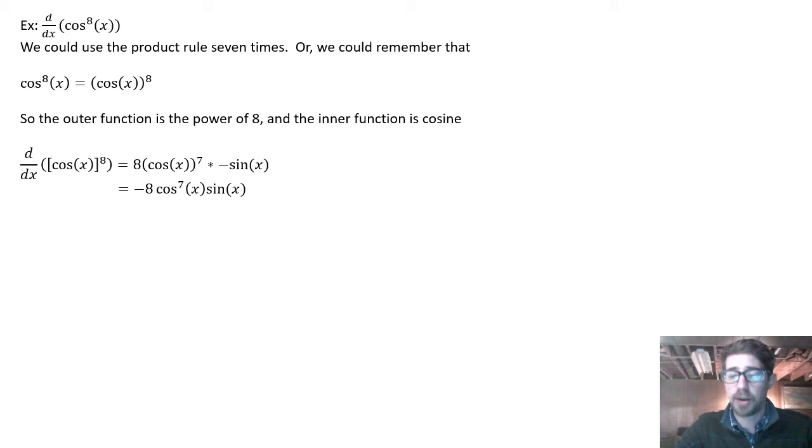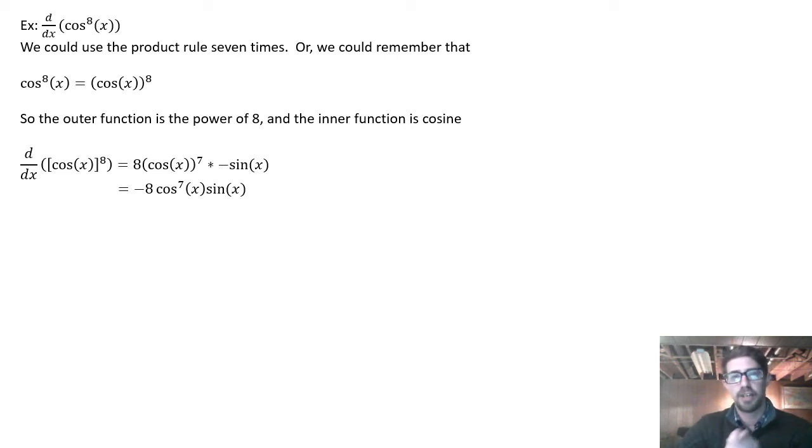You deal with the outer function, which is the power of 8, so that's just the power rule. It's 8 times whatever the inner function is to the 7th, so leave that cosine alone in that step, then multiply by the derivative of cosine, which is negative sine. So that's negative 8 cosine to the 7th of x. You can leave it like cosine of x to the 7th. It's the same thing. Then times sine of x. So you see what I mean?